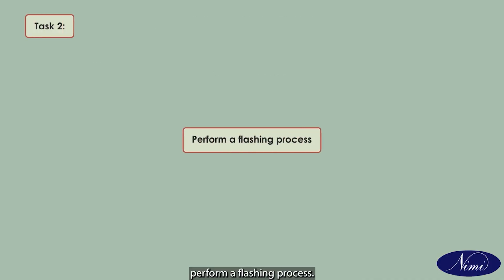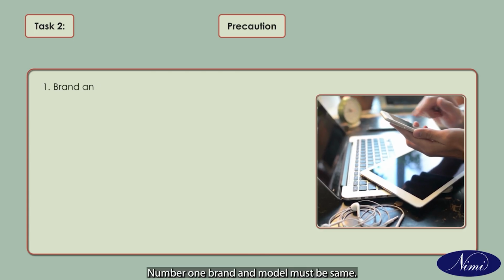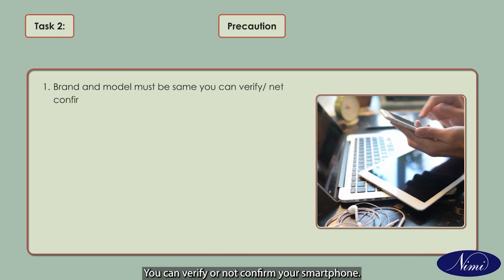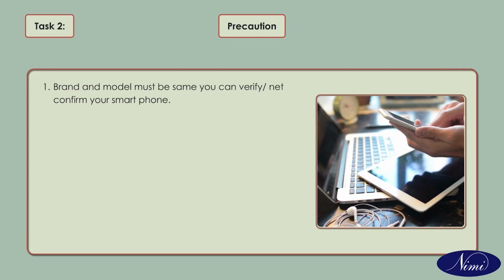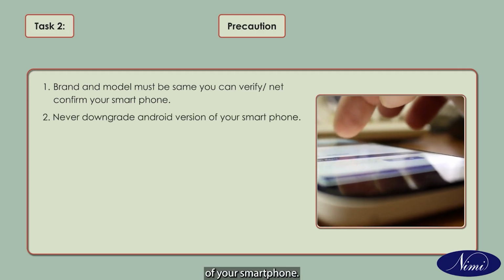Task 2. Perform a flashing process. Precaution. Number 1. Brand and model must be the same. You can verify or confirm your smartphone's model online. Number 2. Never downgrade the Android version of your smartphone.